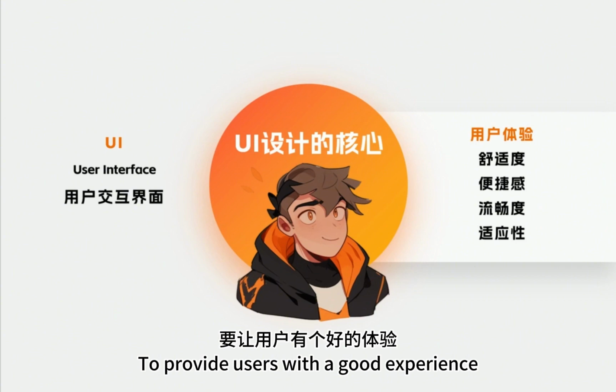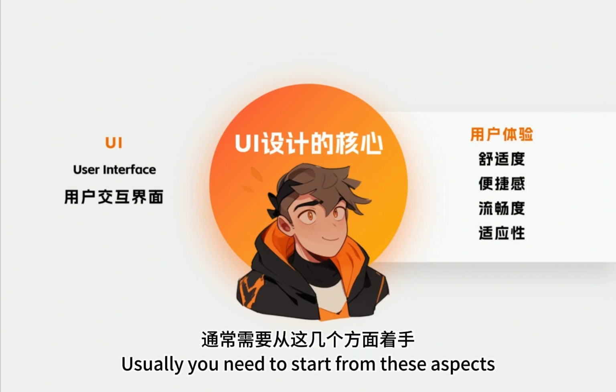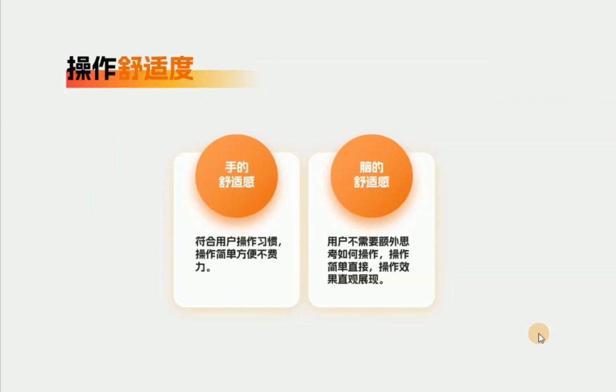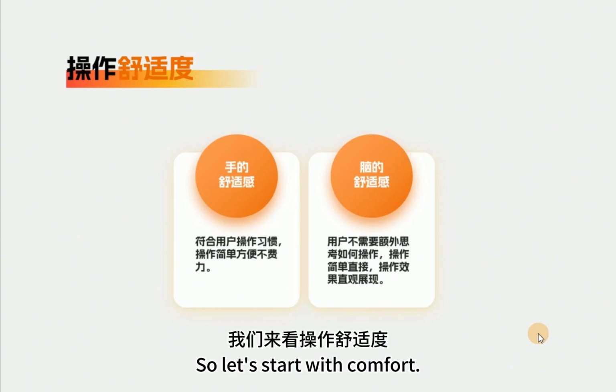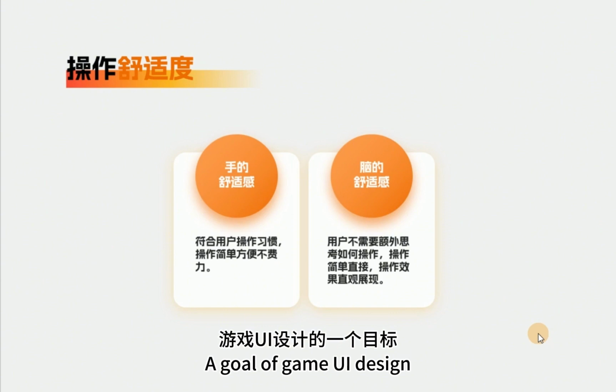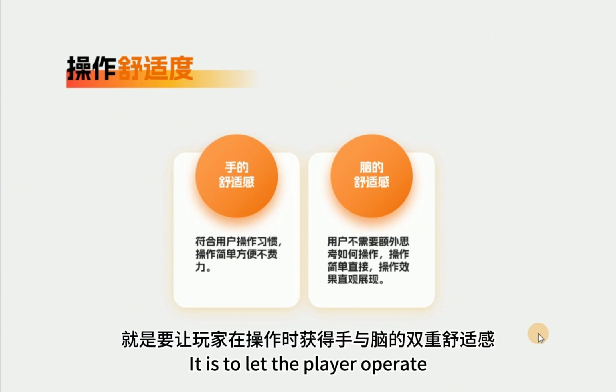To provide users with a good experience, usually you need to start from these aspects: operation comfort, convenience, fluency, and adaptability. So let's start with comfort. A goal of game UI design is to let the player operate with the dual comfort of hands and brain.